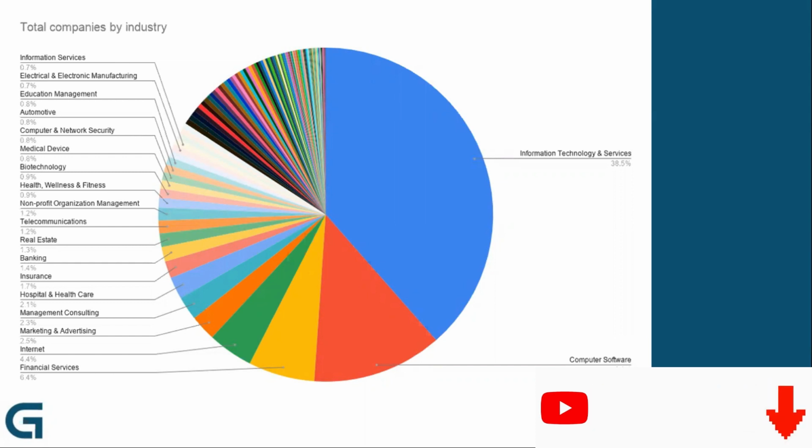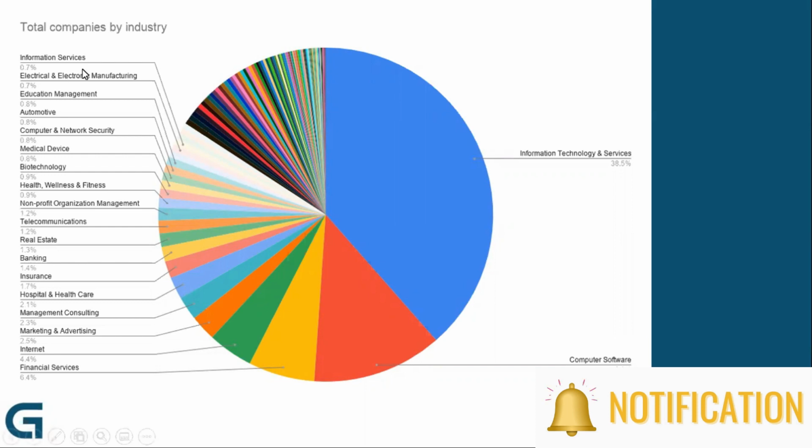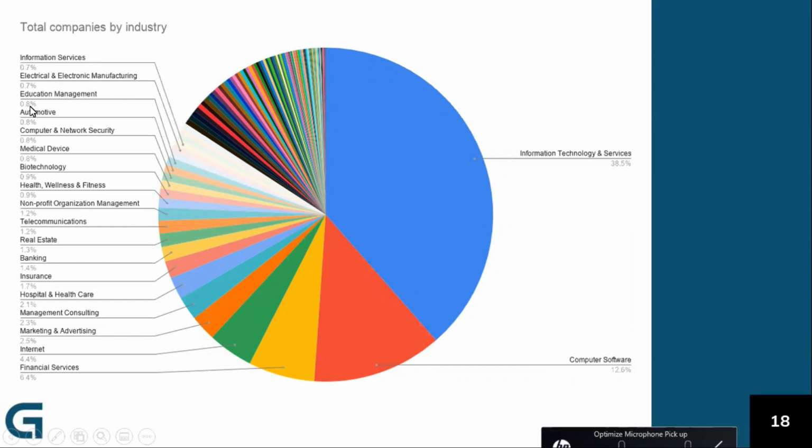And nowadays everything is on the cloud. Salesforce is a cloud technology, so this is also a big reason they have moved to Salesforce. If you see all the industries: information services, electrical and electronic manufacturing, education management, automobile, computer, medical device, biotechnology, health and wellness, probably banking, insurance, hospital and healthcare, every industry has started using Salesforce technology.